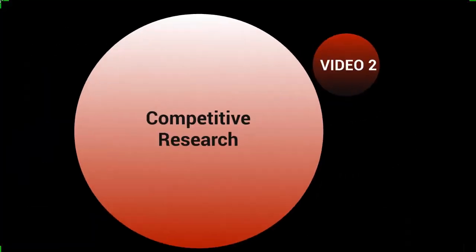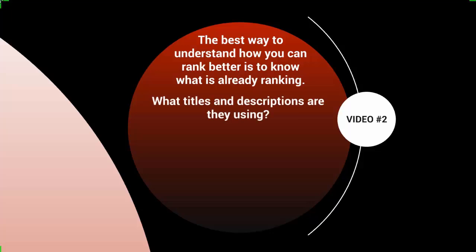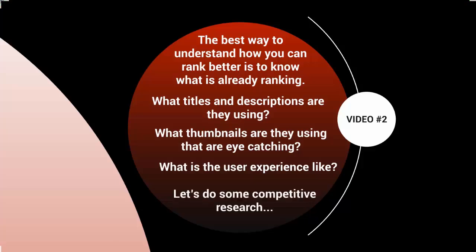So let's talk about competitive research. You see, the best way to understand how you can rank better is to know what is already ranking in your niche or your market. So what we want to do here is analyze the videos that are on the top. And I want you to specifically look at what titles, what descriptions, and what thumbnails they are using that are eye-catching, and what the user experience is like when you click through those videos. So let's go ahead and do some competitive research.